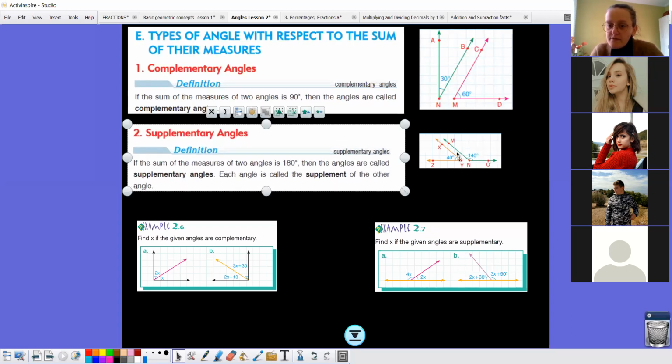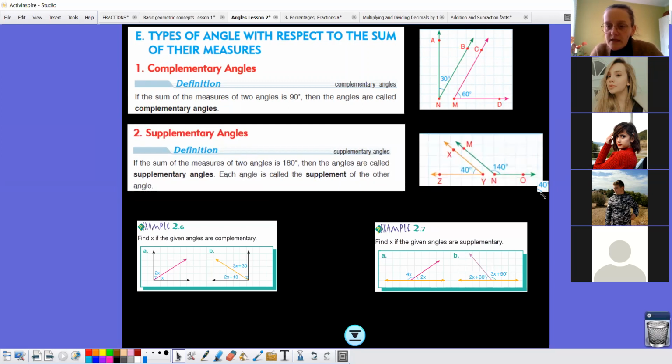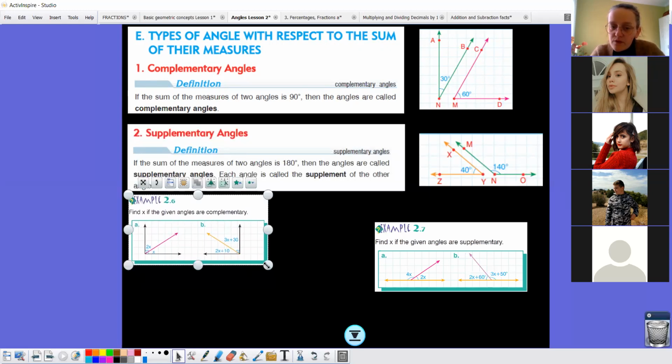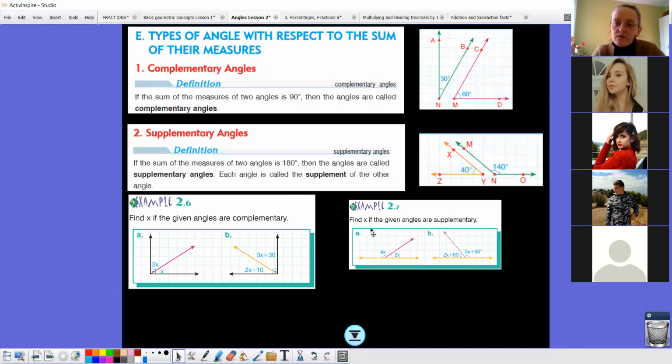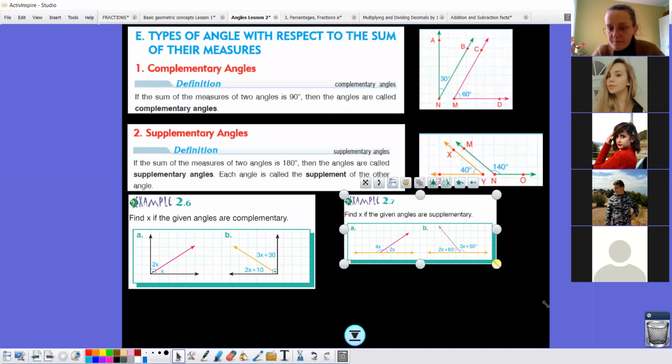If the sum of two angles is 180, we call them supplementary angles, and each angle is called the supplement of the other angle. For example, here one is 40 degrees, the other one is 140 degrees. So the angle X, Y, Z is the supplement of the angle M and O. Do you understand what is complementary and what is supplementary? Yes. Okay, so here we have two examples.